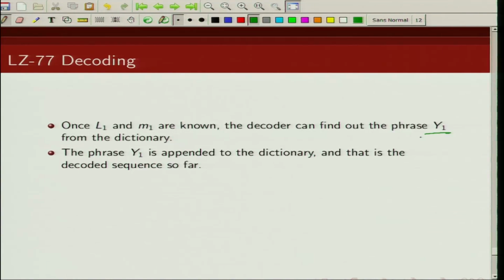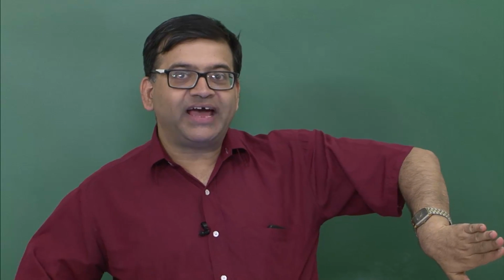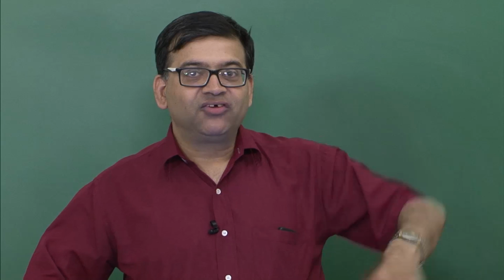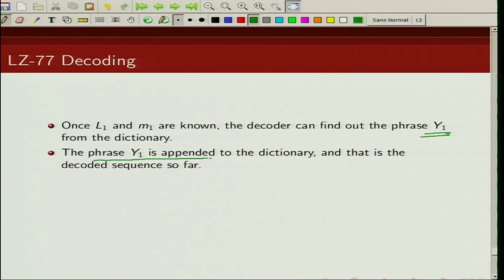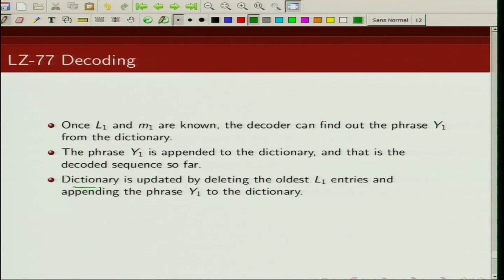Now once I find Y1, the next step is to append this Y1 to my dictionary and remove the old L1 entries from the dictionary. So my new dictionary will now have the Y1 string and will have the oldest L1 bits removed. So the dictionary is updated by deleting the oldest L1 entries and appending the phrase Y1. So that is my new dictionary.